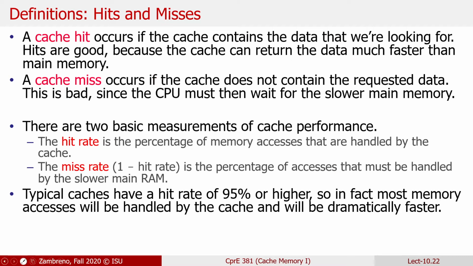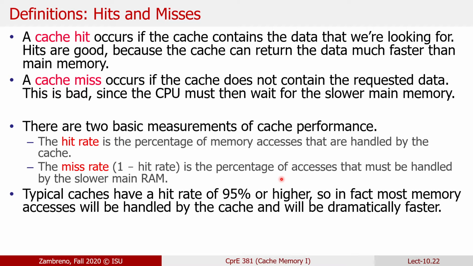And the miss rate is just the complement of that, right? So if I have 100 accesses to my main memory, and 95 of them were found in the cache first, that's a hit rate of 95% and a miss rate of 5%.